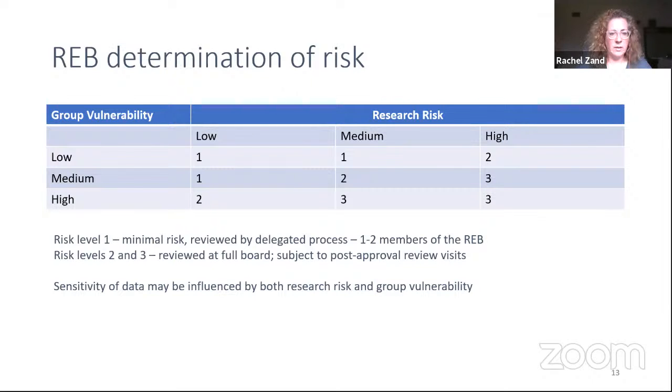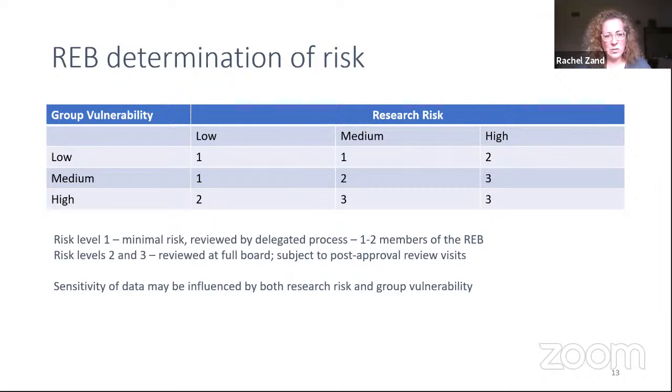If the risk level is 1, and this means it's minimal risk, typically if it's straightforward survey research with non-sensitive questions, it's reviewed by a delegated process, which means that 1 to 2 members of the REB will look at it. If the risk level is higher, so a 2 or a 3, and that's by taking whether it's low, medium, high in one axis, low, medium, high in the other axis, and finding what the corresponding number is. On our online system now, it's kind of like an automatic thing. You put in low or medium or whatever, and it generates a number. So we don't quite see this matrix anymore.